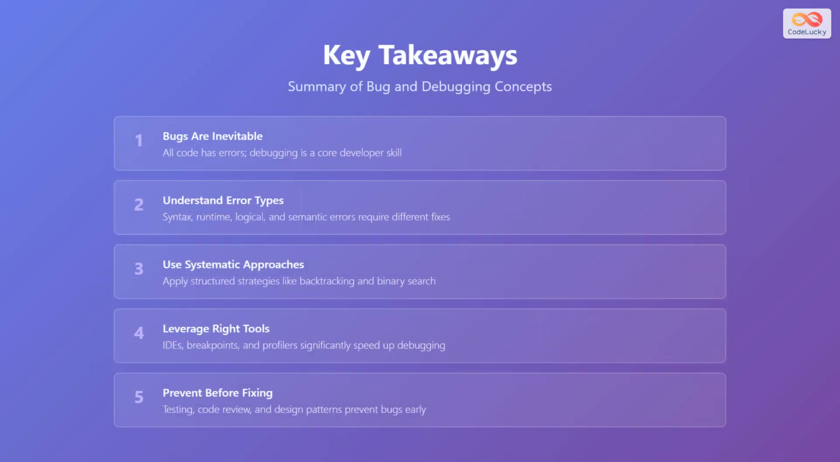Remember 5 key points about bugs and debugging. First, bugs are inevitable in all code, so debugging is a core developer skill. Second, understanding different error types helps you apply appropriate fixes. Third, systematic approaches like backtracking and binary search make debugging efficient. Fourth, debugging tools like IDEs and breakpoints significantly speed up the process. Fifth, and finally, preventing bugs through testing and code review is more effective than fixing them after discovery. Keep these concepts in mind as you develop your programming skills.